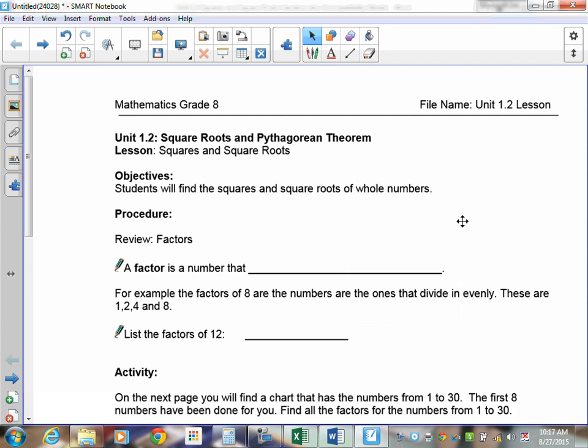Welcome to lesson 1.2, square roots and Pythagorean theorem. We're still working on squares and square roots. In this lesson, you're still going to be finding squares and square roots of whole numbers, but now we're going to come at it from a different idea.